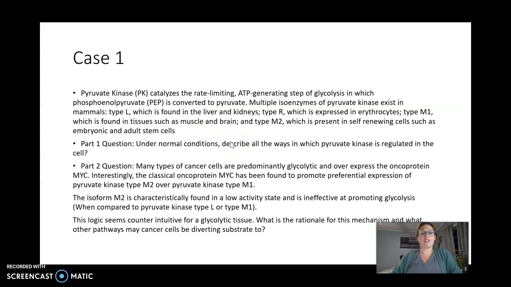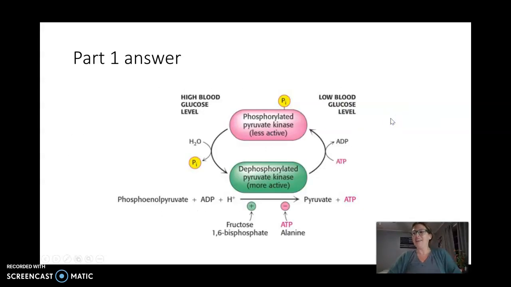Part 1 question is, under normal conditions, describe all the ways in which pyruvate kinase is regulated in the cell. There are multiple ways in which pyruvate kinase is regulated in the cell. One of the ways is by phosphorylation, while the other way is by allosteric means. So phosphorylation is regulated by the glucagon-mediated phosphorylation, as noted in the top part of this diagram here.